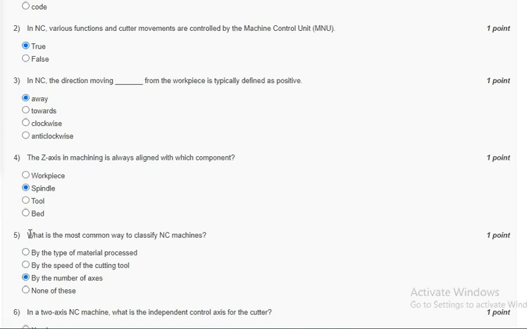Question number 5. What is the most common way to classify an NC machine? The most common way to classify the NC machine is the number of axes. So by the number of axes we can classify the NC machine. So the third option is correct.